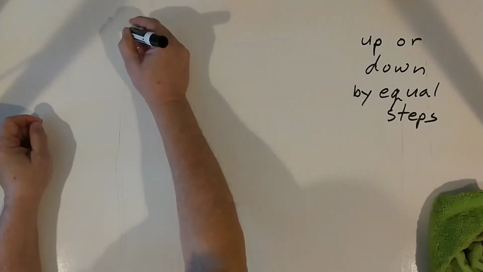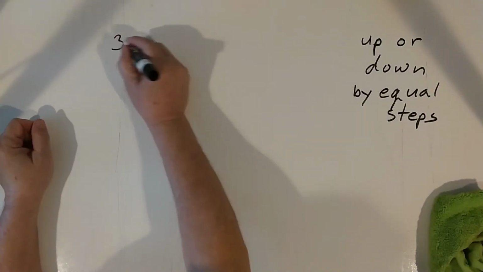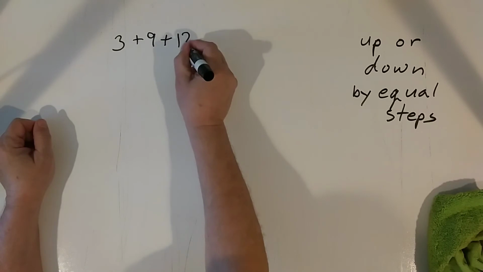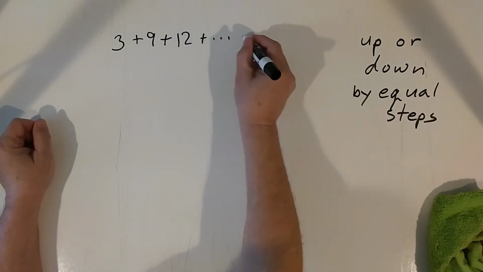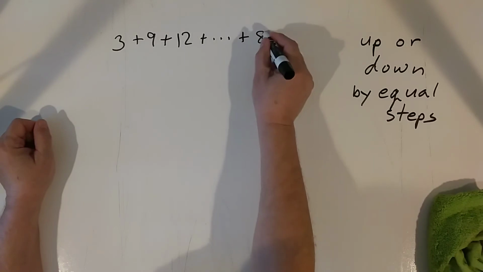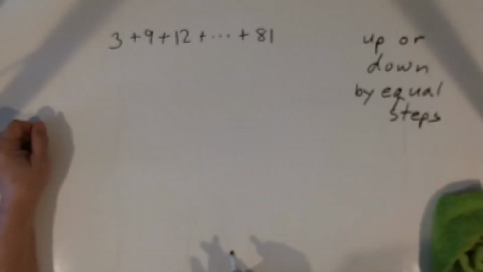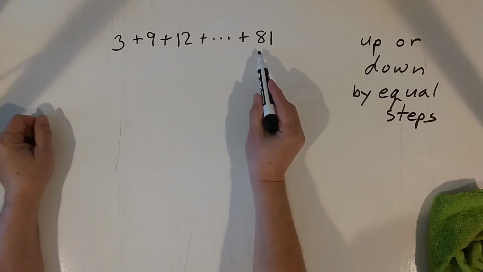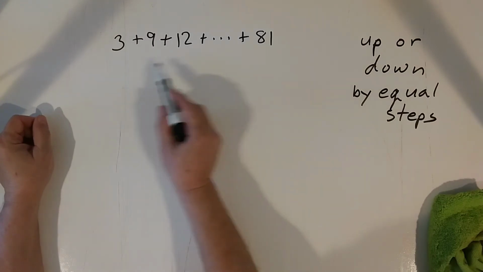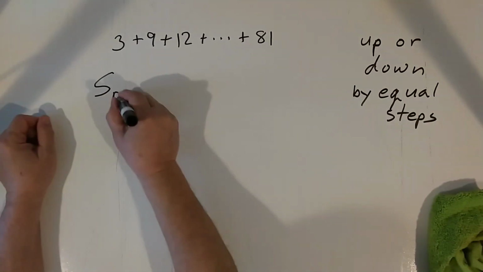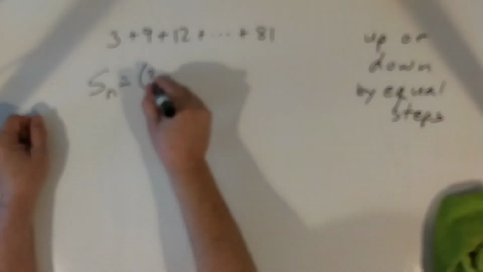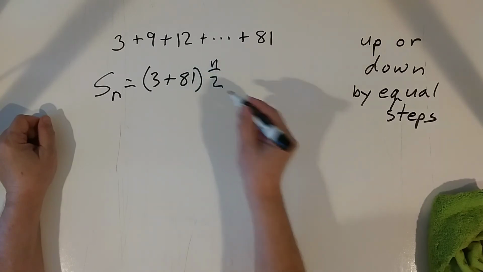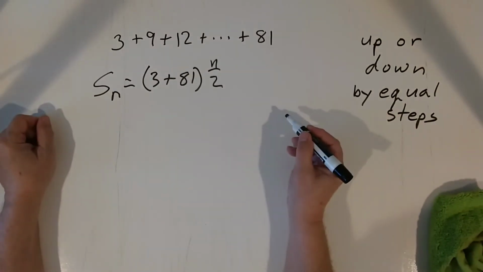Let's take a more complicated problem. 3 plus 9 plus 12 plus 81. Now, I want to know what the value of this is. So the sum will equal the first term plus the last term times n over 2. But I don't know what n is, so I have to ask.